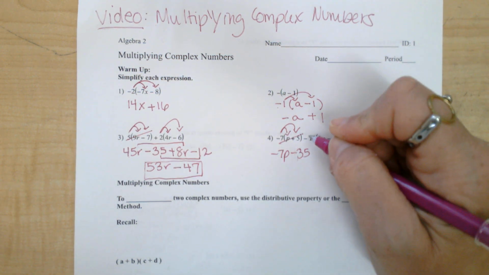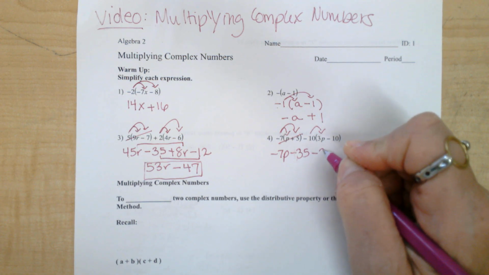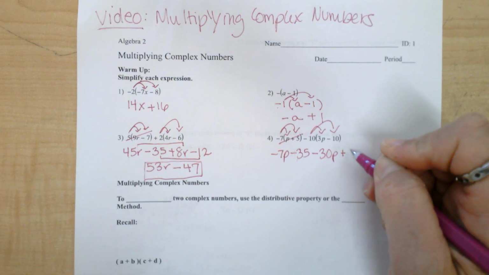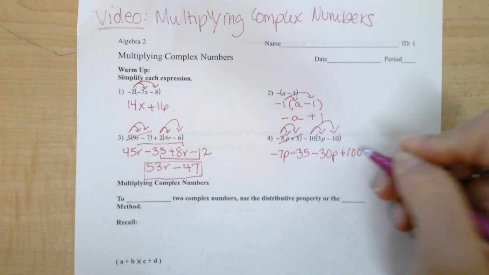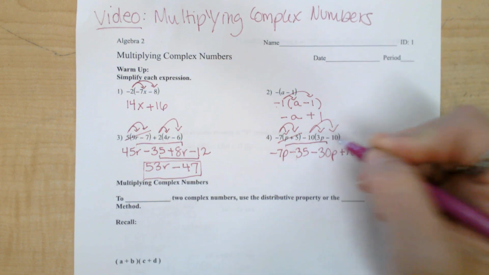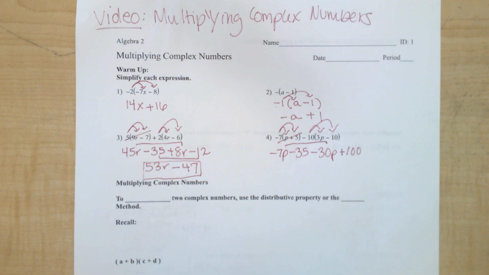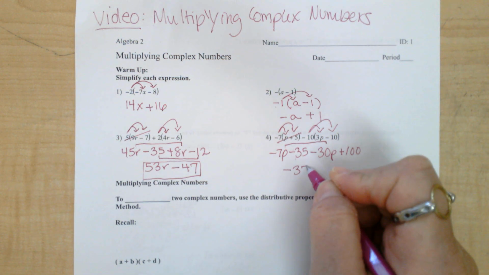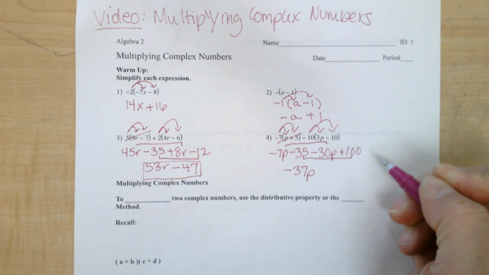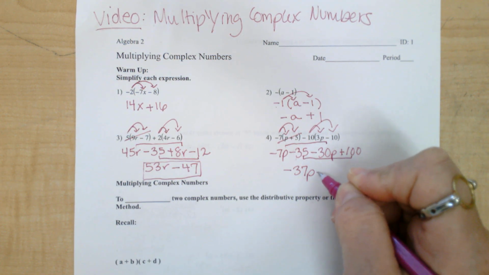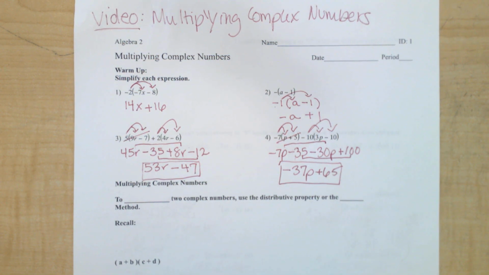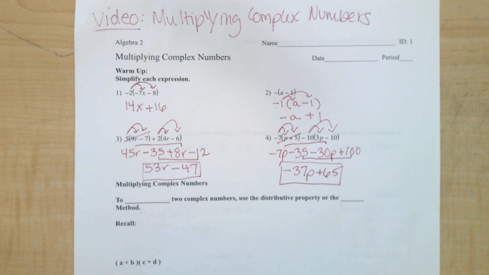That one's done. Negative 10 times positive 3p is negative 30p. Negative 10 times positive 10, negative 10 times negative 10 is a positive 100. Okay, now let's combine like terms. 7p and minus 30p is going to give us negative 37p. And negative 35 plus 100 is going to give us a positive 65. There are no more like terms, so I am just going to leave it.